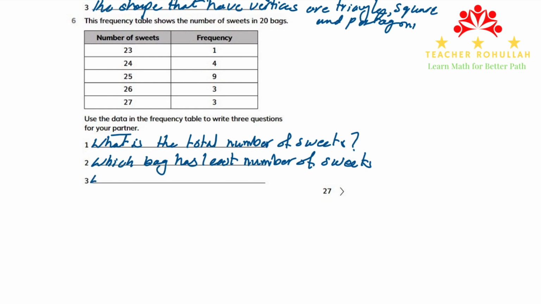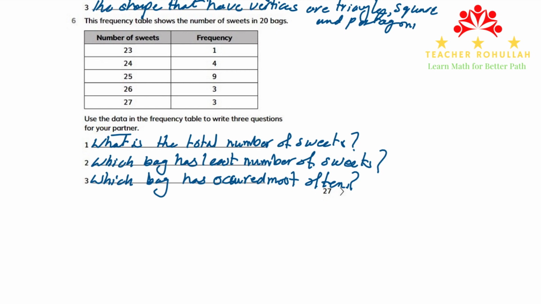And the last one will be, which bag has occurred most often? The first one, what is the total number of sweets? Which bag has the least number of sweets? Which bag has occurred most often? So you can easily answer the questions because we are asked to ask the questions only. I ask the questions, and the partner has to give the answer.